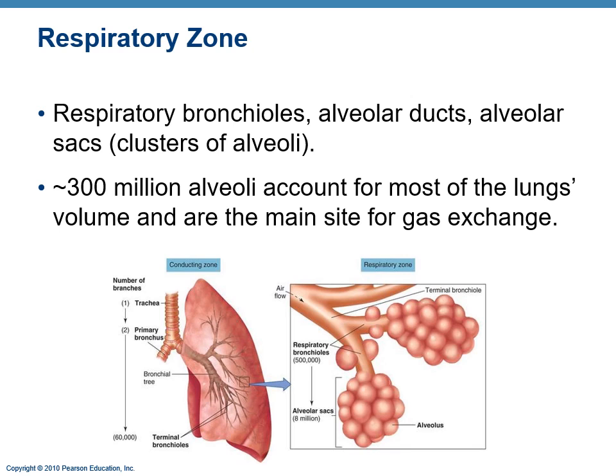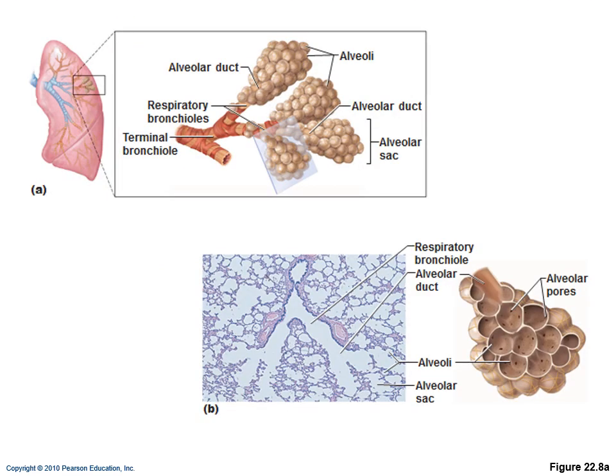The respiratory bronchioles, alveolar ducts, and alveolar sacs, or clusters of alveoli, make up the respiratory zone, where all of the gas exchange occurs. Because there are over 3 million alveoli, this accounts for the greatest surface area in the lungs and the thinnest walls to facilitate gas exchange. So here you can see the terminal bronchioles moving into the respiratory bronchioles, and then each into these alveolar sacs comprised of individual alveoli. And this is a microscopic section. All these what look like empty spaces are the air-filled alveoli.